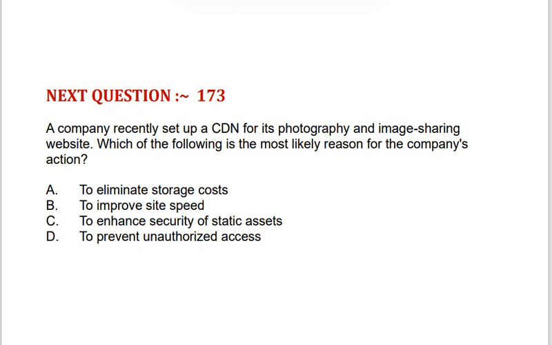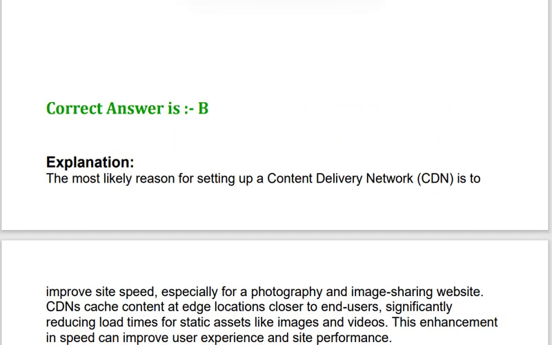Now the question is, a company recently set up a CDN for its photography and image sharing website. Which of the following is the most likely reason for the company's action? Option A, to eliminate storage costs. Option B, to improve site speed. Option C, to enhance security of static assets. Option D, to prevent unauthorized access. Correct answer is option B.